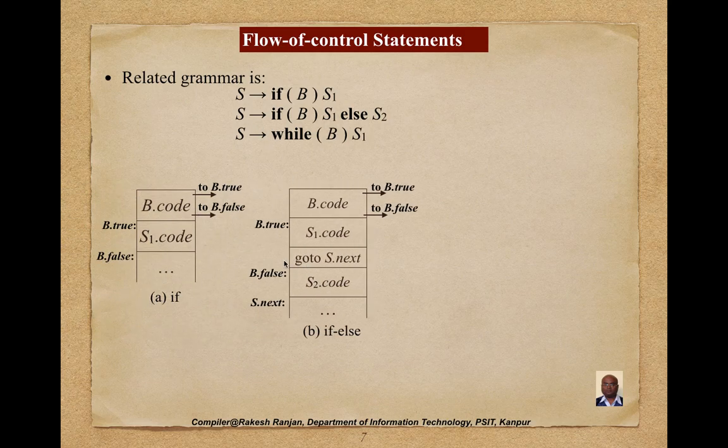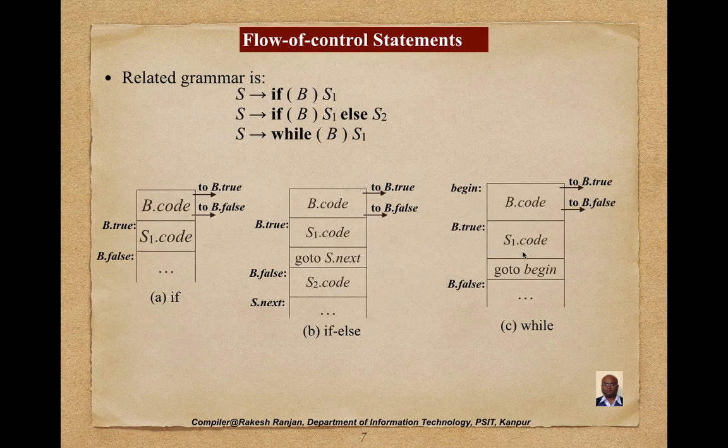And for the if else part you can see here, for if dot true, if B dot false, S dot code is here, go to S dot next so that we can jump from here. This is the statement we have. Next for the while loop we have here go to begin, so this loop is executed. It's very simple to understand.